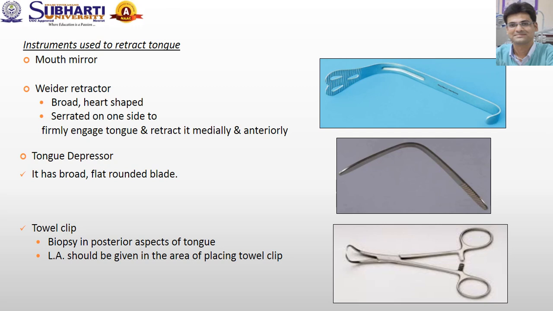Vida retractor is a broad heart-shaped retractor. It is serrated on one side to firmly engage the tongue, which is retracted medially and anteriorly. Tongue depressor, also called a lex, has a broad, flat, rounded blade.